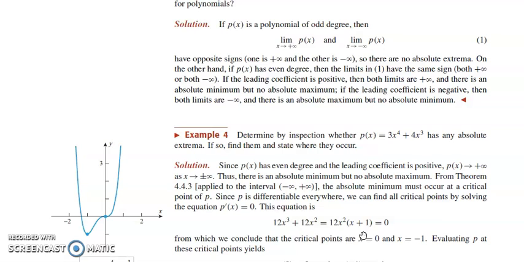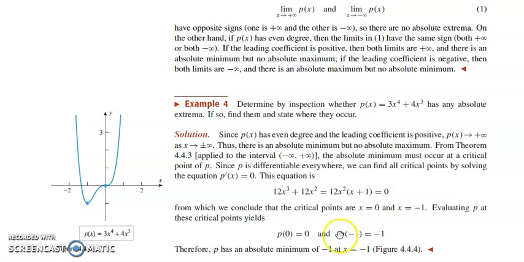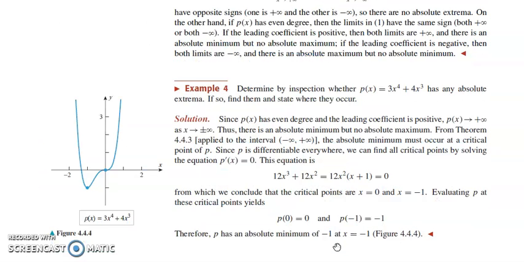So minimum value edaan nokka. So evaluate p of 0 and p of minus 1. So you can see that p of 0 is 0 and p of minus 1 is 3 minus 4, which is minus 1. So therefore we have an absolute minimum at the point x equal to minus 1.